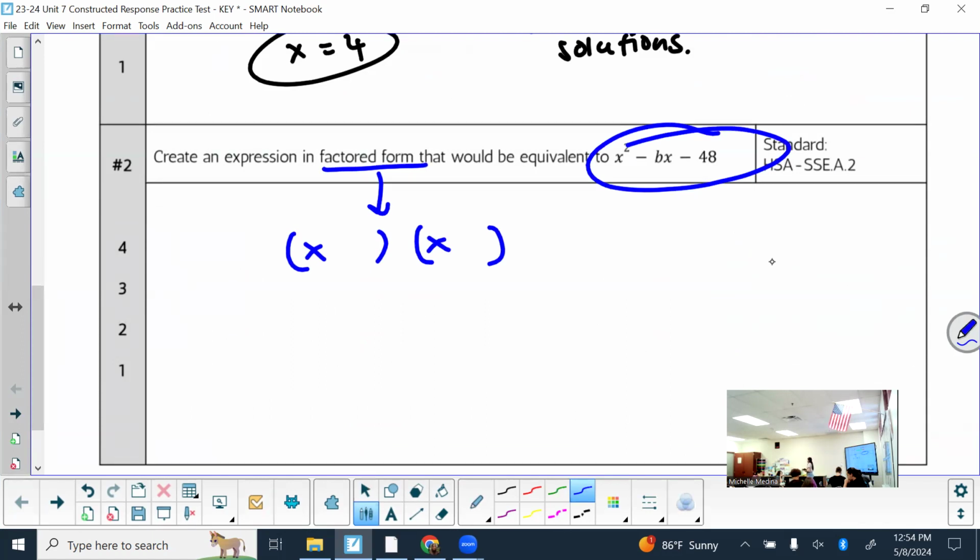So think about how we would factor a trinomial. Normally we look for a GCF first, but the coefficient in front of the x squared is 1, so no GCF. Then you would set up your diamond and factor using the diamond method. So what would go on top of my diamond? What would go on the bottom?